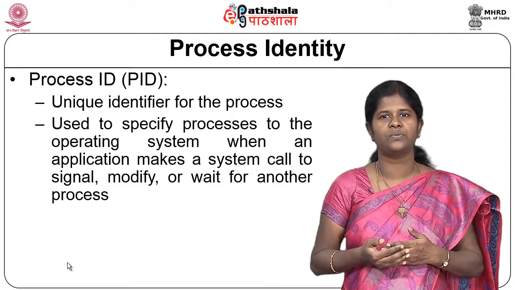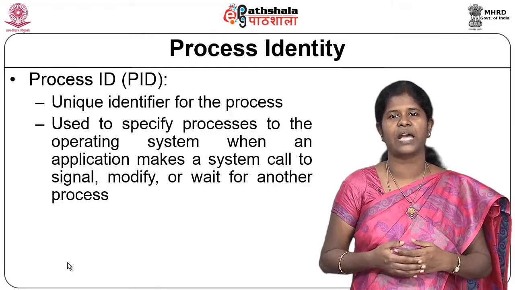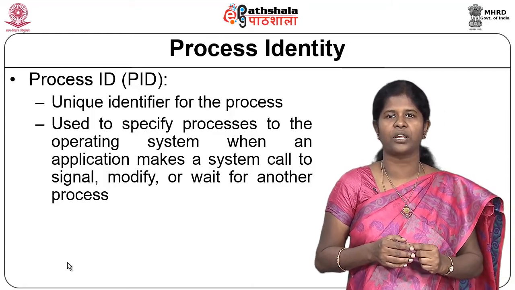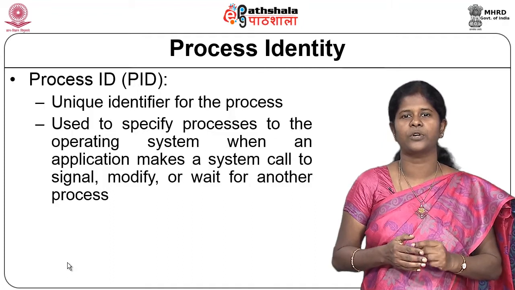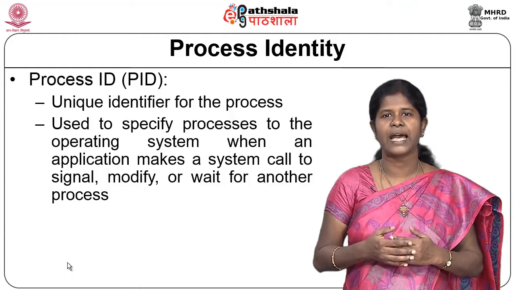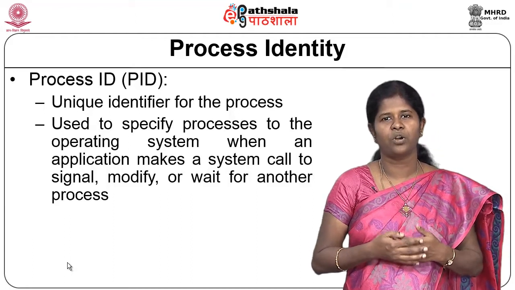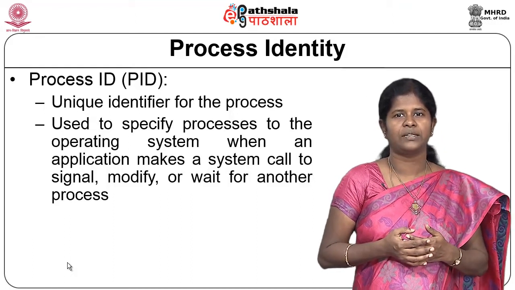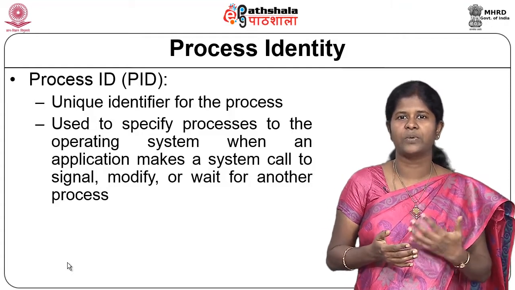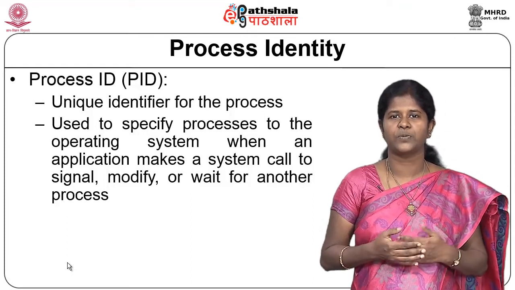There are different ways in which a process is identified, and the main thing that is used to identify a process is the process ID. Each process, when it is created, is given a number or a unique identifier, and that is called the process ID. This process ID is very useful when the process has to be referred to by any user or by any other program. Say if you want to tell the operating system that this is the process which needs to be handled in a particular manner, then the operating system is informed by using this process ID.